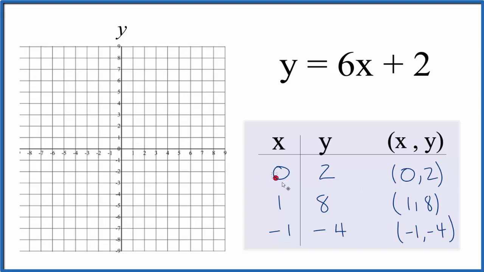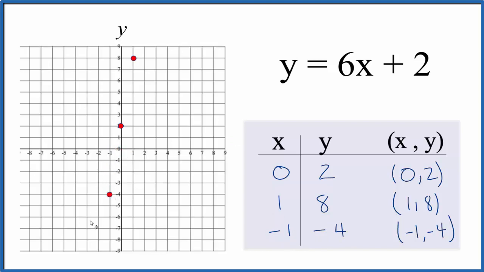Let's start off with x is 0 and y is 2. So we find x is 0 right here, and then y, we go up to y is 2. So that's our first point. We have x is 1, y is 8. So x is 1, and then y is 8. Then we've got x is negative 1, and y is negative 4. So we go x is negative 1 down to negative 4 for y.